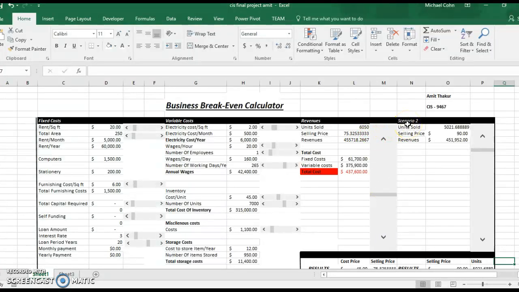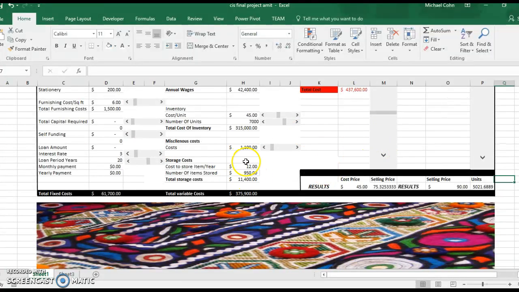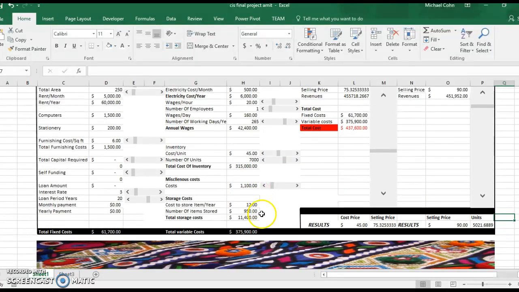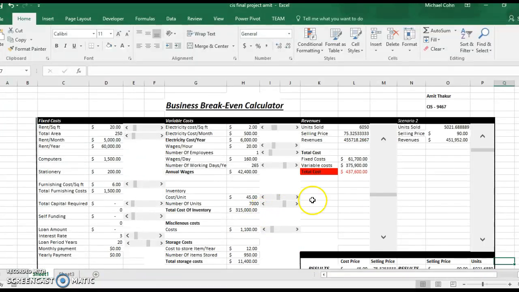Once you adjust this to 650 units, automatically the amount of units stored gets less, and so the storage costs go down as well. And this is what is your total cost for an entire year to run the business. That is $437,600.